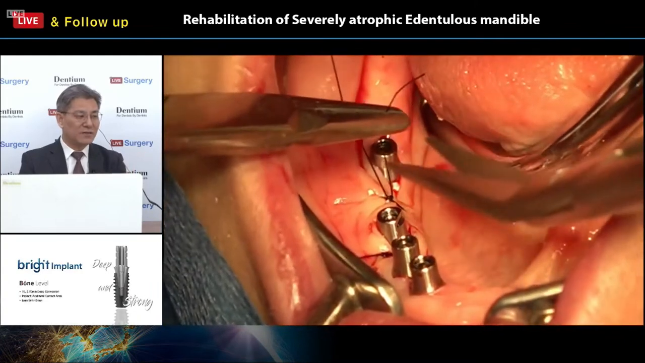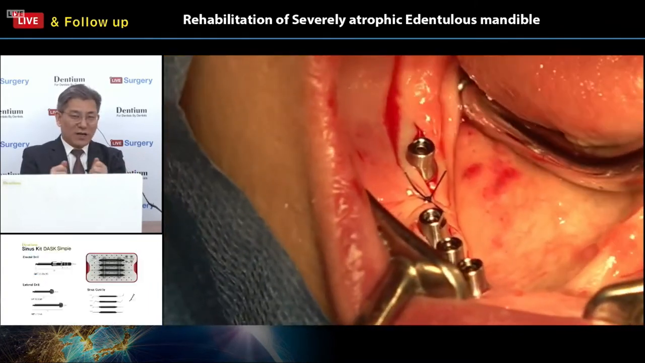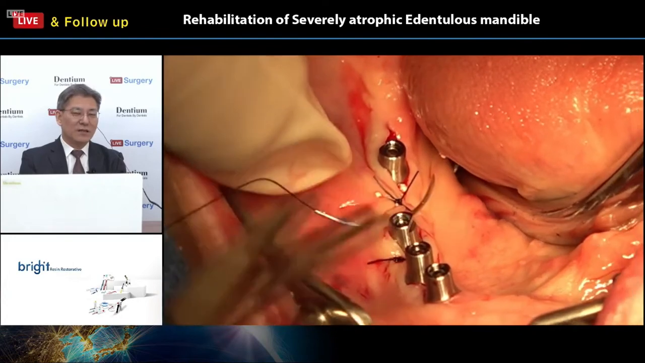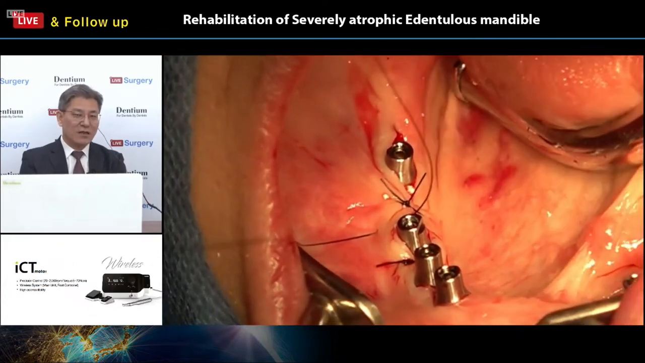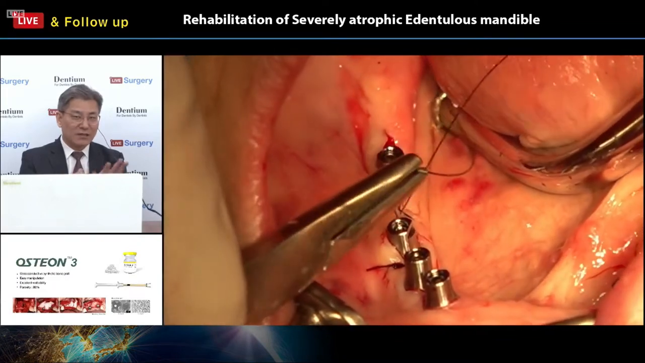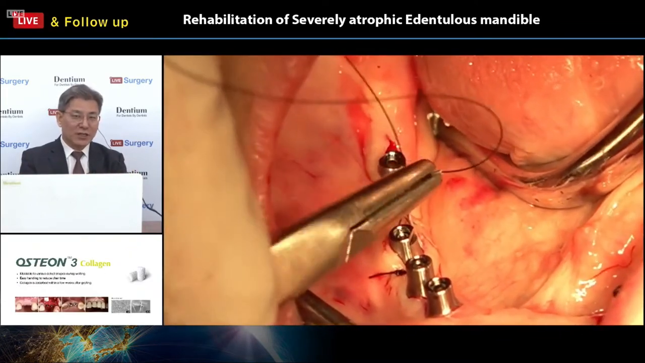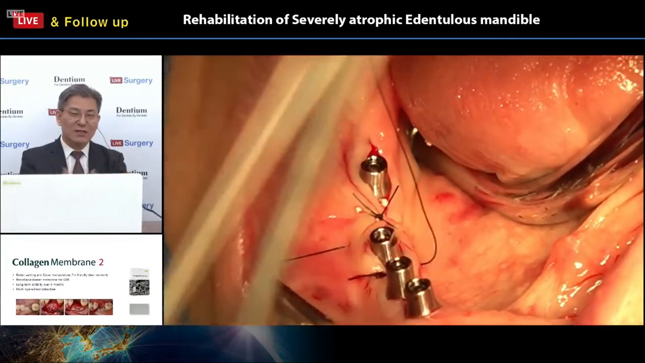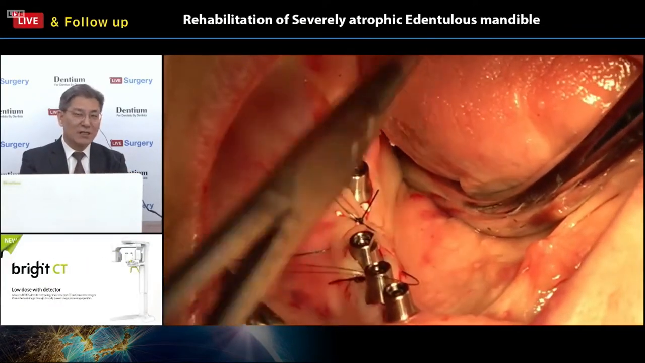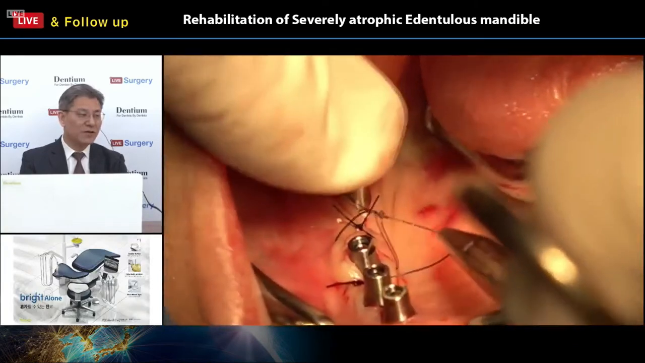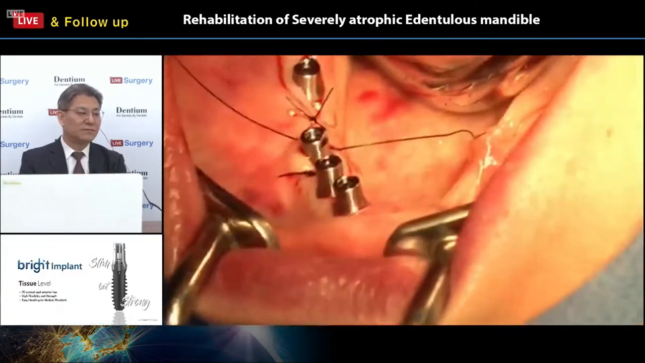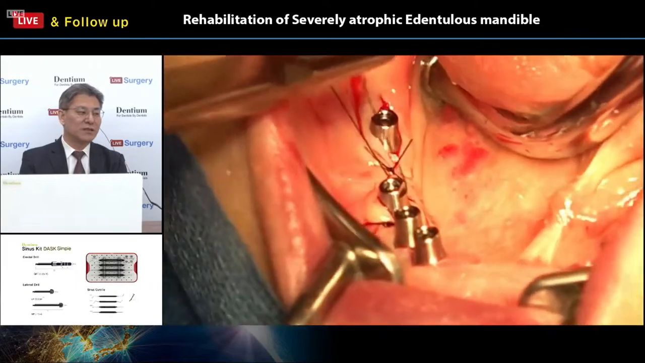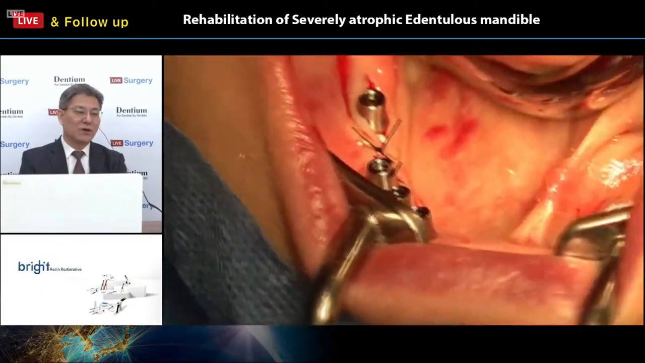Actually, this final stitch is too tight, too close to each other flap. However, as I mentioned before, if we use this kind of graft material, collagen graft, it promotes soft tissue healing. So suturing too tightly is not necessary. A loose suture is acceptable for this area. You may not need to try primary closure in this area if you use the collagen graft.